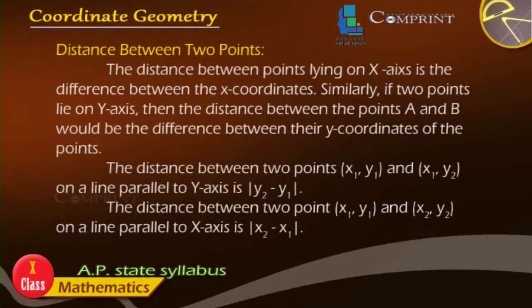Distance between two points. The distance between points lying on the x-axis is the difference between the x-coordinates. Similarly, if two points lie on the y-axis, then the distance between the points A and B would be the difference between their y-coordinates. The distance between two points (x1, y1) and (x1, y2) on a line parallel to the y-axis is y2 minus y1. The distance between two points (x1, y1) and (x2, y1) on a line parallel to the x-axis is x2 minus x1.